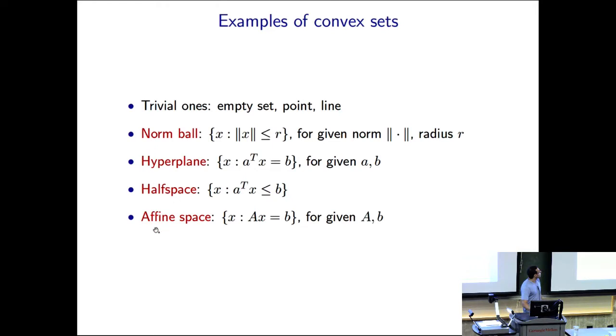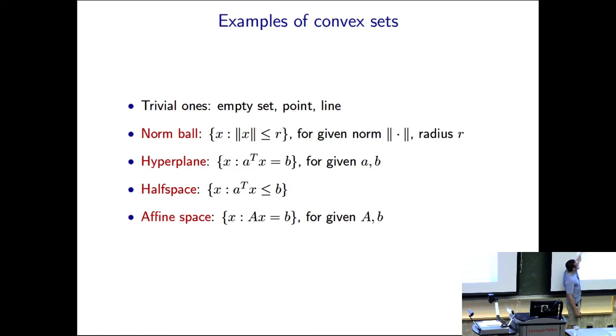Important ones that are not so trivial, a norm ball is convex. So if you forget what a norm is, go back and look at your notes from real analysis or look at our supplements. The set of all x such that the norm of x is less than or equal to r for a particular fixed value r. So we call a norm ball of radius r. So for example, I could use the L2 norm here. It would be the standard Euclidean ball of radius r. That thing is convex. It's also convex for any norm.